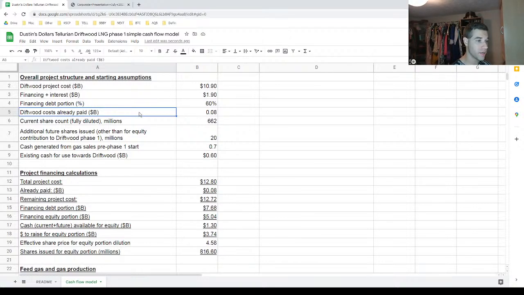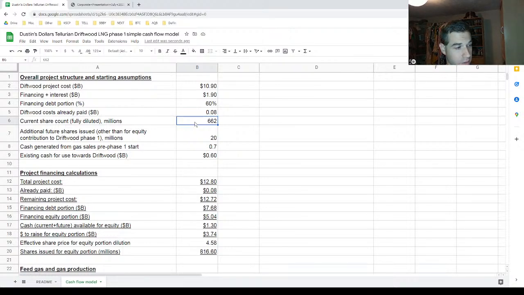So I put it in here as a parameter. I have the current fully diluted share count in millions of shares. And I think this is correct. I think there's about 662 million shares outstanding right now, if you include all of the convertible debt, if you were to convert it all. Obviously that's not all converted at the moment, but I'm counting it all up here so that later on when we want to divide things by the number of shares, this is the basis.